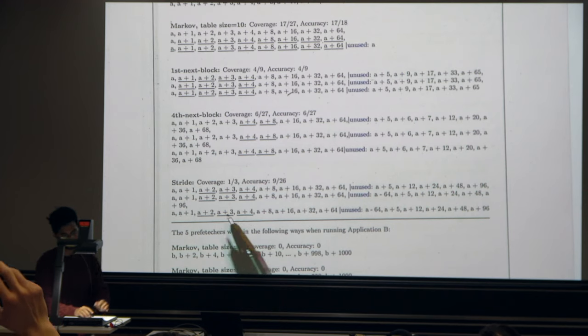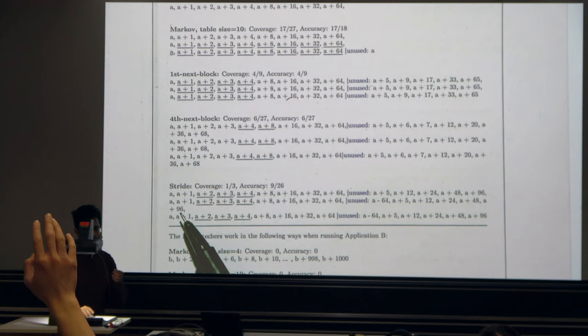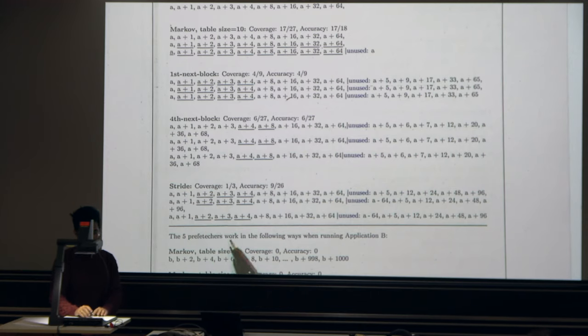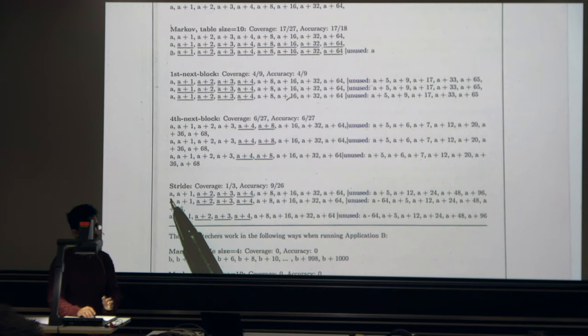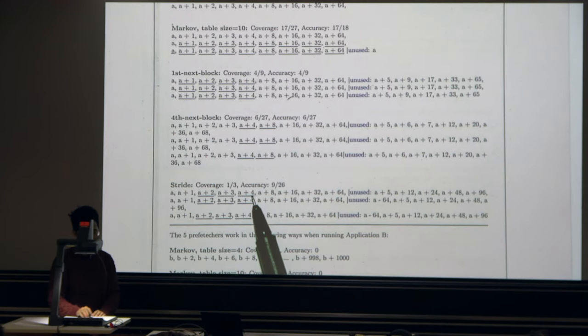Now let's go to a more complex prefetcher. Let's say the stride prefetcher. So what does the stride prefetcher do? It just learns the last stride it has actually seen, and it just applies that stride again, right? So whenever it sees A plus 1, and the last access was A, it learns that there is a stride of plus 1, and it just prefetches for the next stride. Then A plus 2 is covered, right? Similarly, A plus 1 and A plus 2, it learns a plus 1 stride. A plus 3 is also covered. Similarly, A plus 4 is also covered, right?